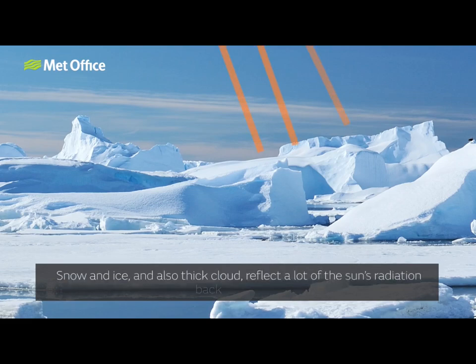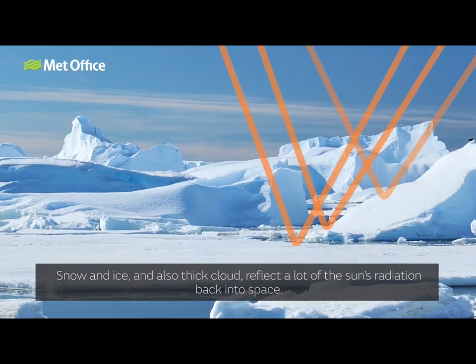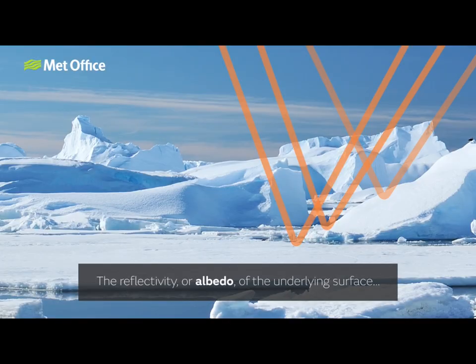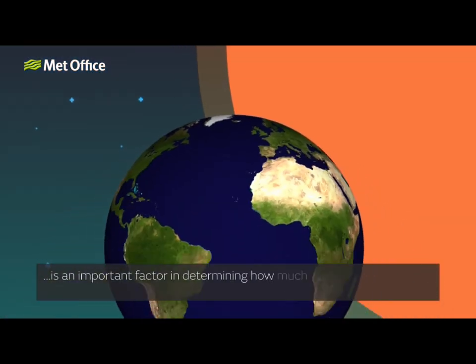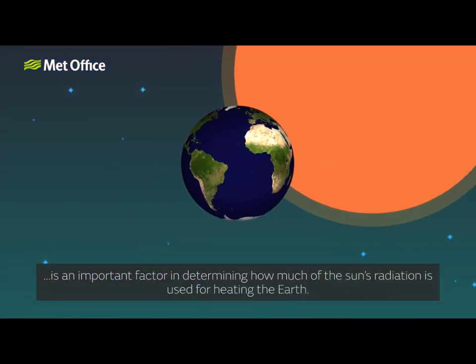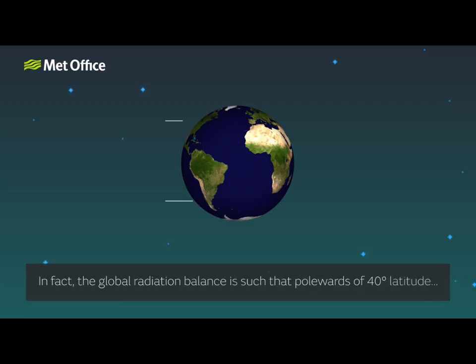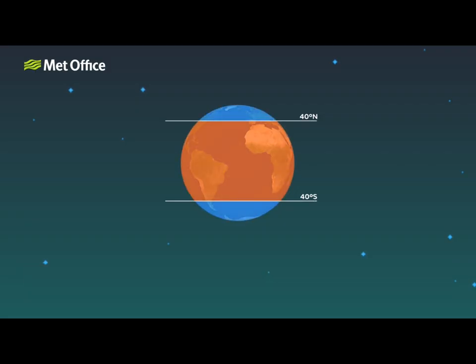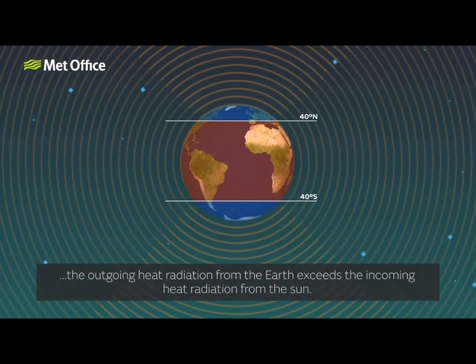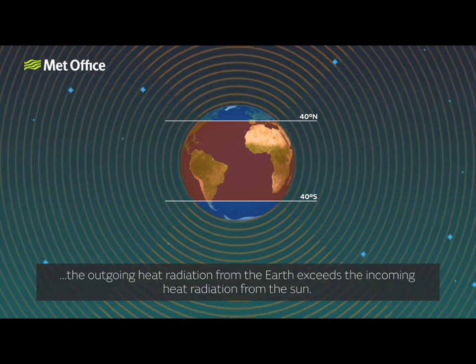Snow and ice, and also thick cloud, reflect a lot of the sun's radiation back into space. The reflectivity, or albedo, of the underlying surface is an important factor in determining how much of the sun's radiation is used for heating the Earth. The combined effect of all of these processes sets up a thermal gradient between the equator and the poles. In fact, the global radiation balance is such that polewards of 40 degrees latitude, the outgoing heat radiation from the Earth exceeds the incoming heat radiation from the sun.